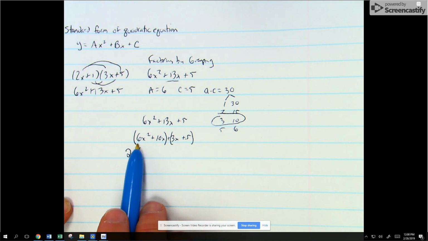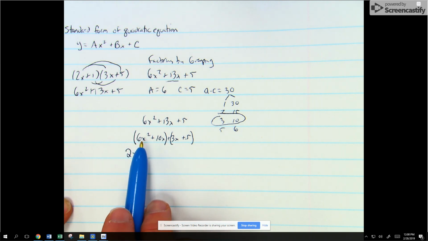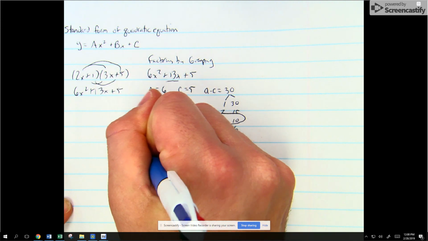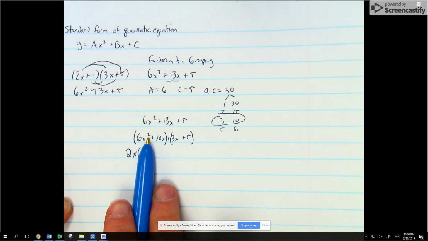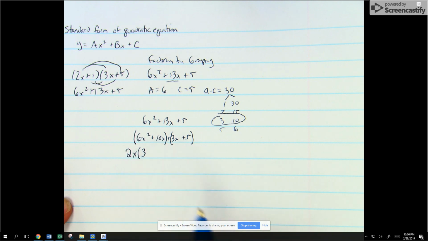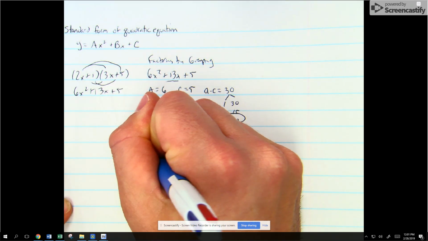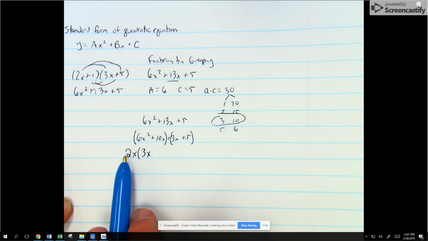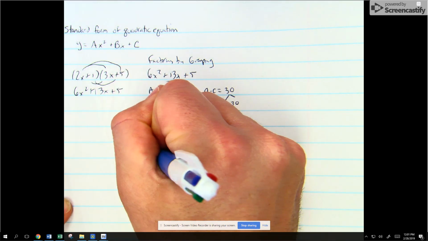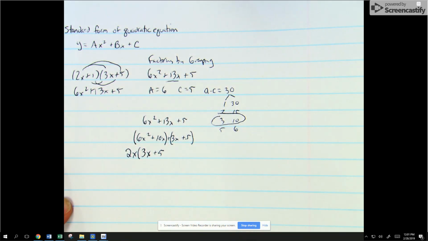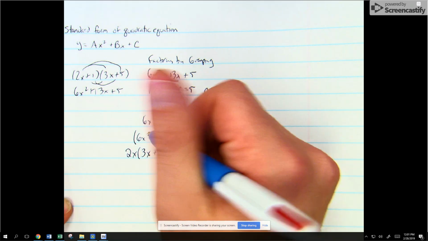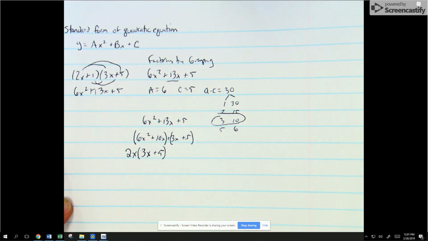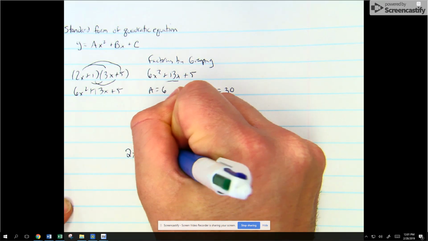If you take a 2x away from 6x squared, 6 divided by 2 is 3. You had 2 x's. You took 1x out, so how many x's are left? 1. So 3x. For the second term, I had 10. I divided by 2, and I get 5. So plus 5. I had 1x. I took 1x out, so how many are left? None. Good. So just close your parentheses. Write your plus sign.